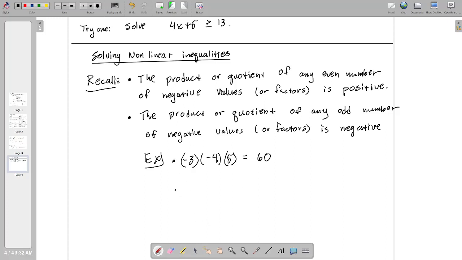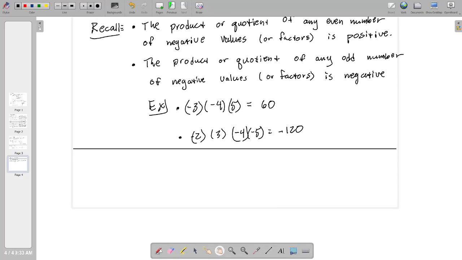Now for the other one, if we had -2 times 3 times -4 times -5, now we have an odd number of negatives. So we're going to have a negative value after we multiply all these out. And this ends up being -120. But this plays a very key role when solving nonlinear inequalities.